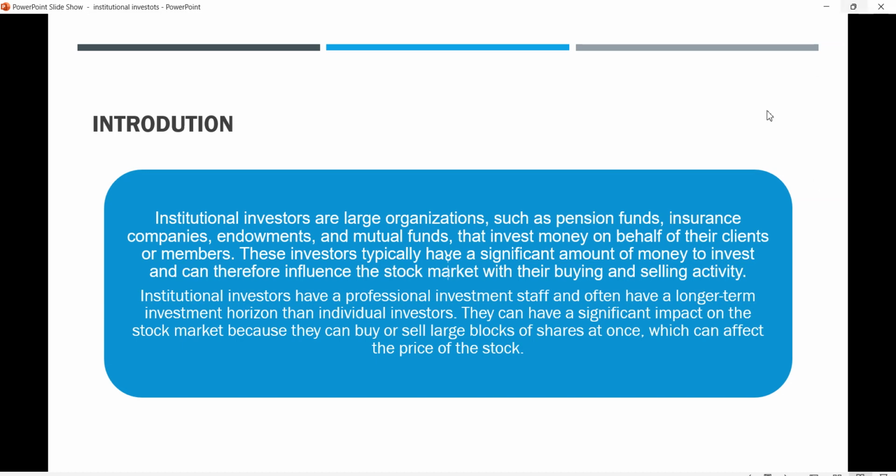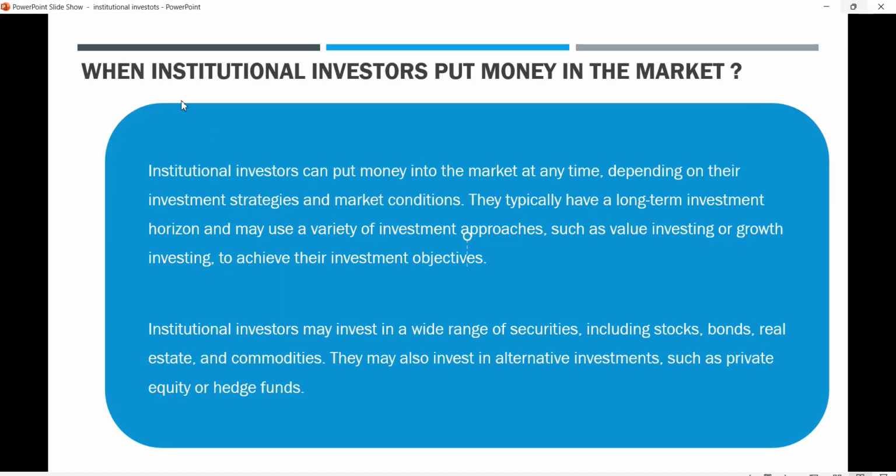And the second part is when institutional investors put money in the market. This is the main important question I have to answer, because if you know the answer for this question, you are going to have some more edge by your side in the day trading. Now the answer is institutional investors can put money into the market at any time.